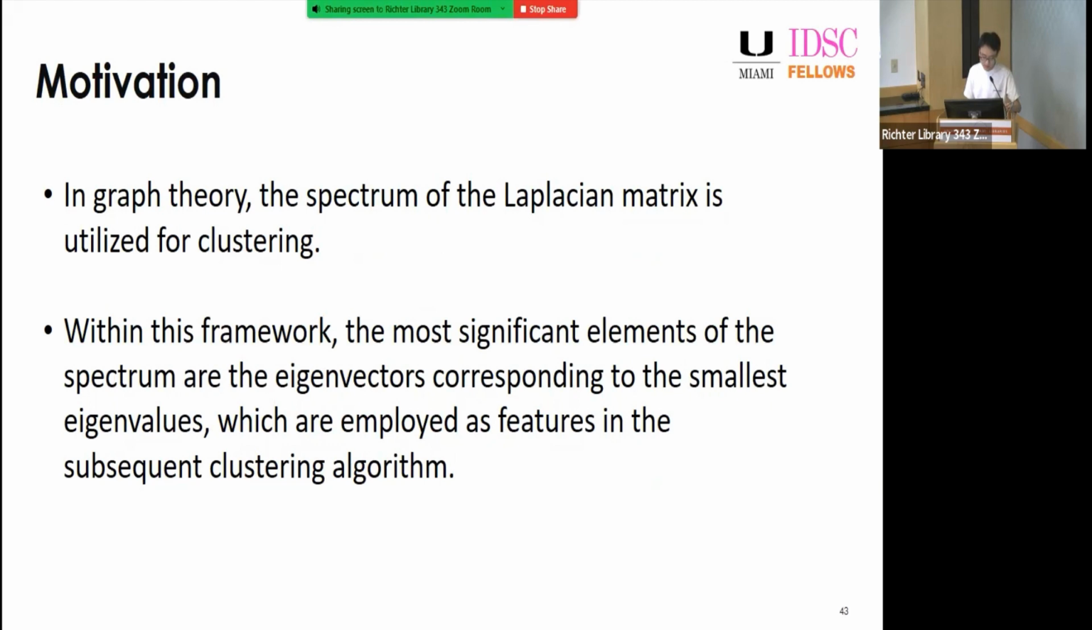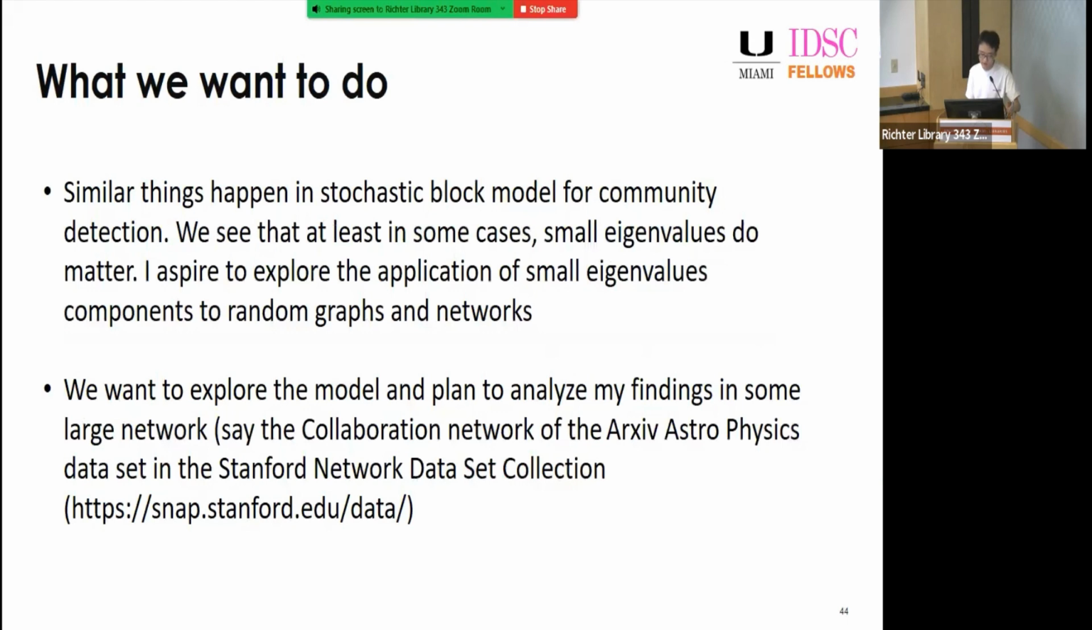Also, we noticed that in graph theory, the spectrum of the Laplacian matrix is utilized for clustering. Within this framework, the most significant elements of the spectrum are the eigenvectors corresponding to the smallest eigenvalues, which are then employed as the features in the subsequent clustering algorithm. So we see there's a connection here. Similar things happen in the stochastic block model for community detection, and we see that at least in some cases, the small eigenvalues do matter. So it is worthwhile to explore the application of small eigenvalue components to random graphs and networks.